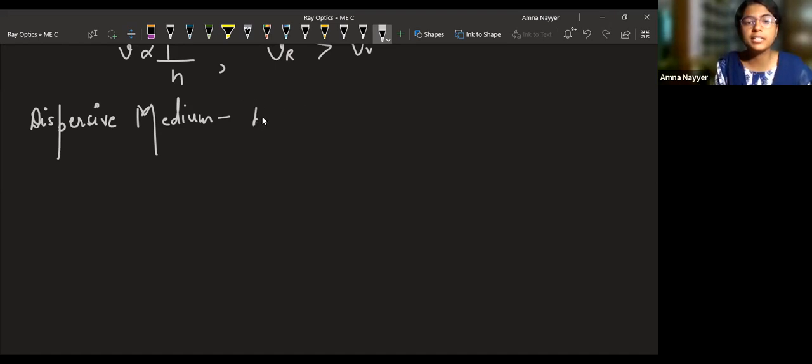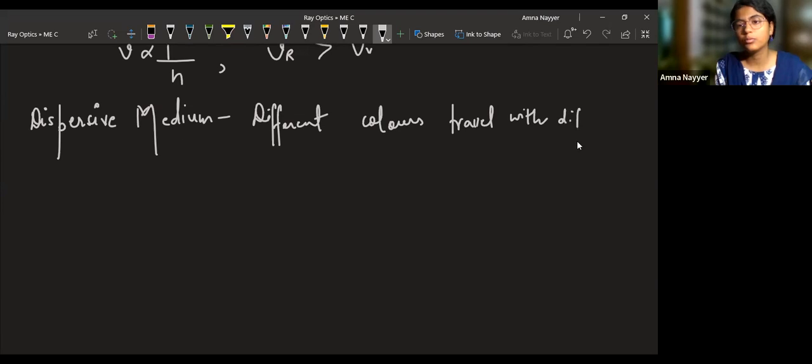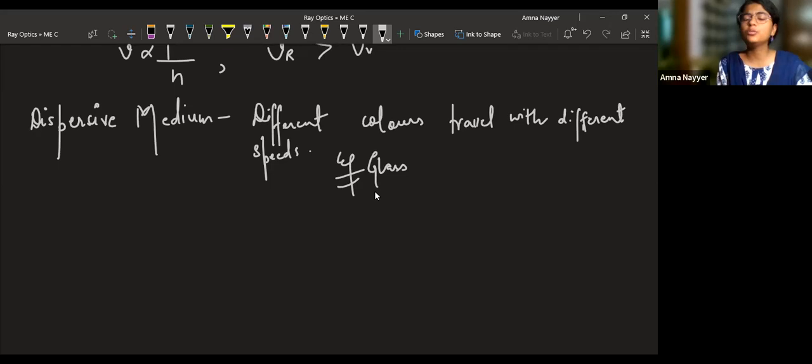See, all these colors travel with different speeds. For example, if you talk about glass, at the glass-air interface you will be able to observe certain rainbow-like structures.